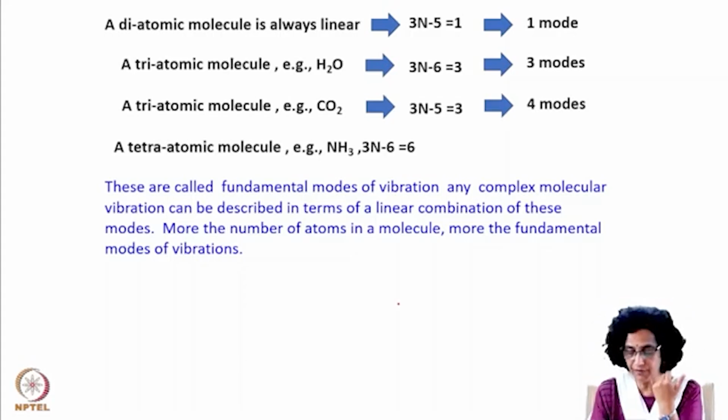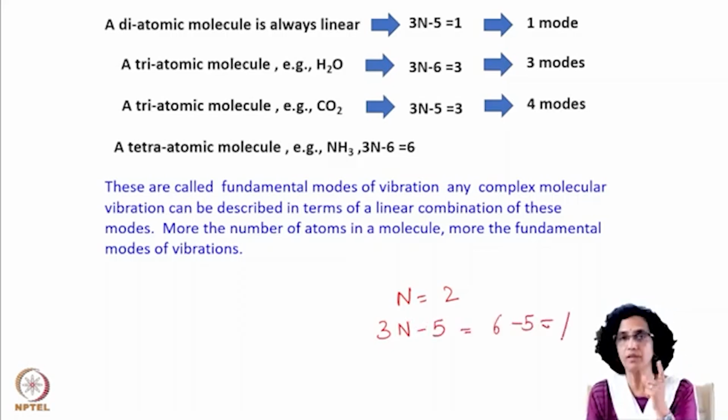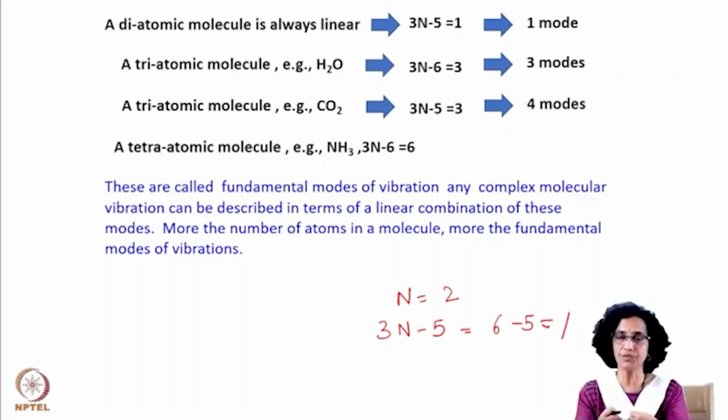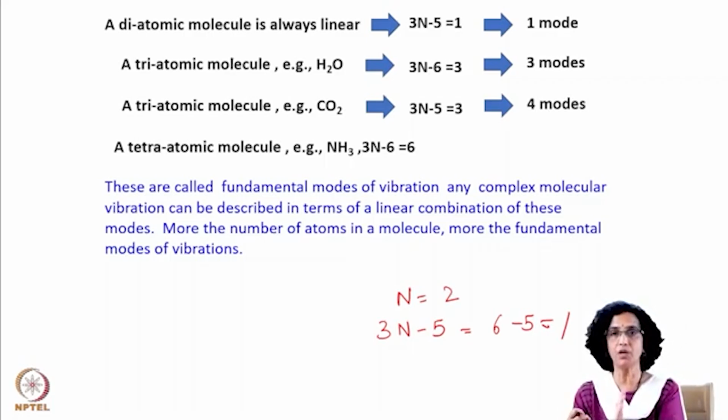So n is 2 in the case of a diatomic molecule. Then 3n minus 5, because it is a linear molecule, so it is 6 minus 5, that is 1. So it has only one mode of vibration, which we had seen earlier, that it moves in and out without the center of mass moving or shifting.